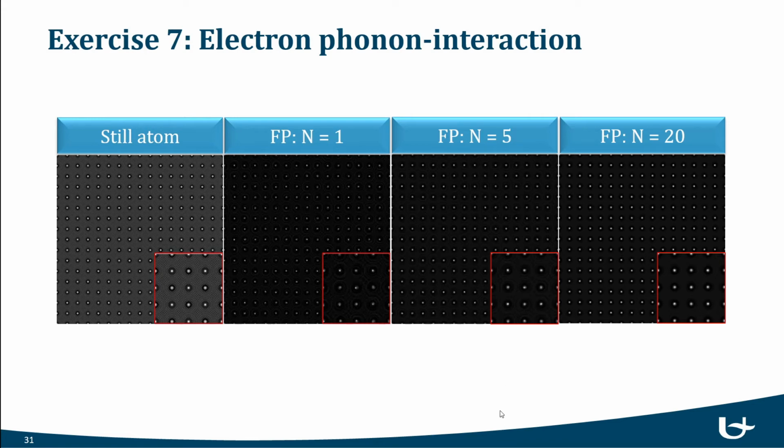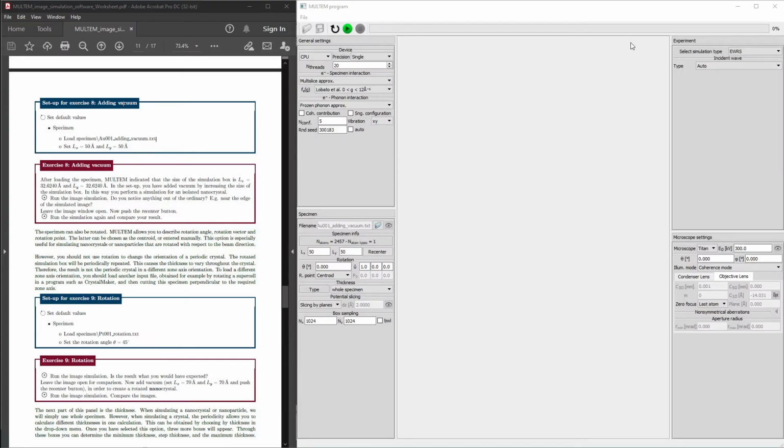Averaging over more and more phonon configurations creates increasingly smooth images and a more realistic simulation, as seen in the last figure. In exercise number 8, we will study how to add vacuum in our simulation.